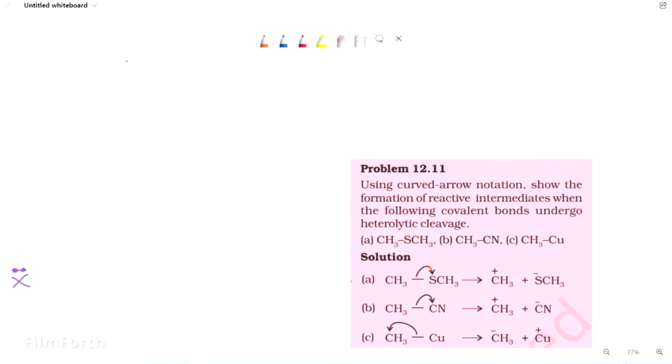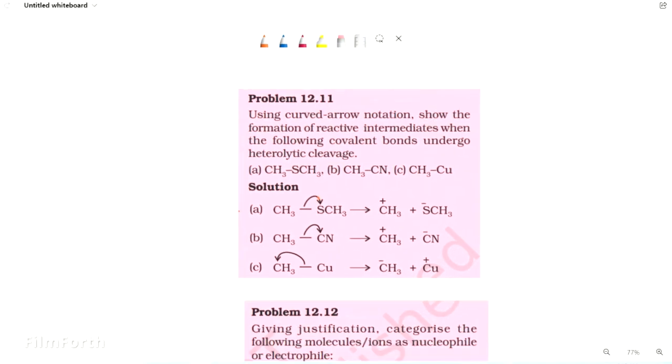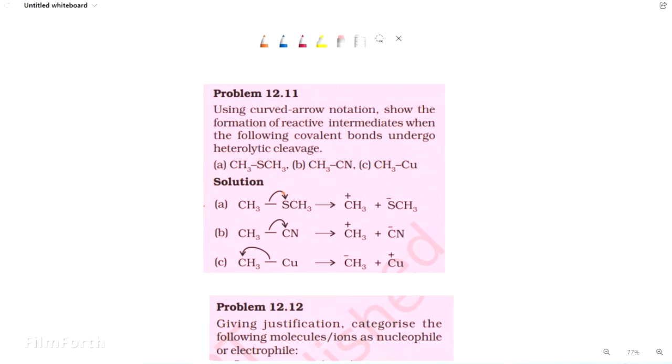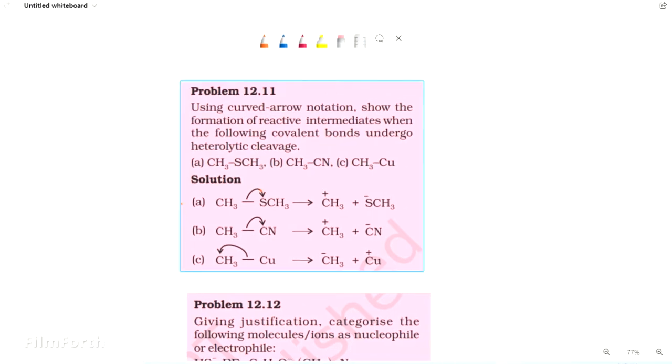So we have some problems: Problem 12.11, 12.12, and 12.13 in the textbook. So this is a question. Using curved arrow notation, show the formation of reactive intermediates when the following covalent bonds undergo heterolytic cleavage. Heterolytic cleavage usually leads to the formation of free radicals or carbonium ions, carbanions, etc. So the first one is CH3SCH3. Here S means sulfur.